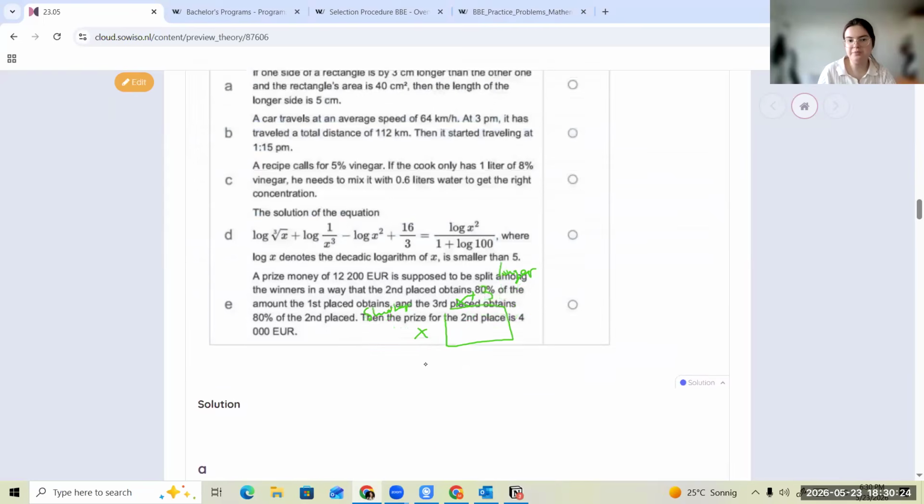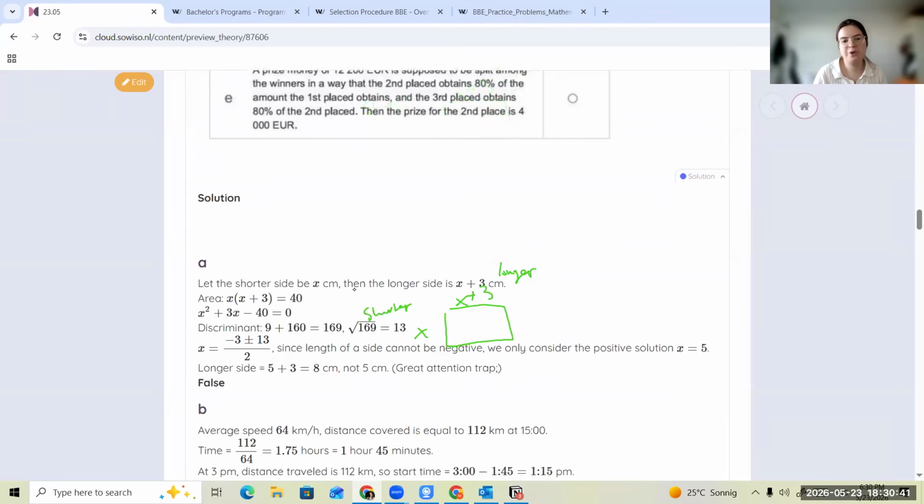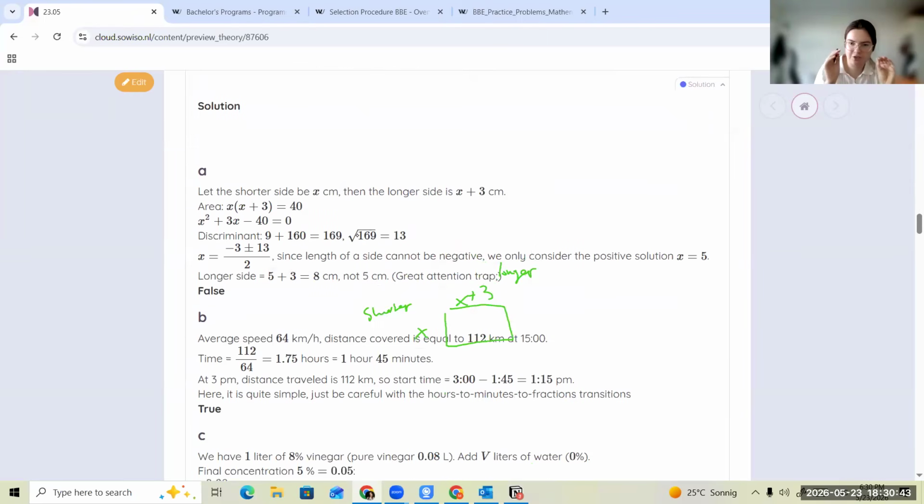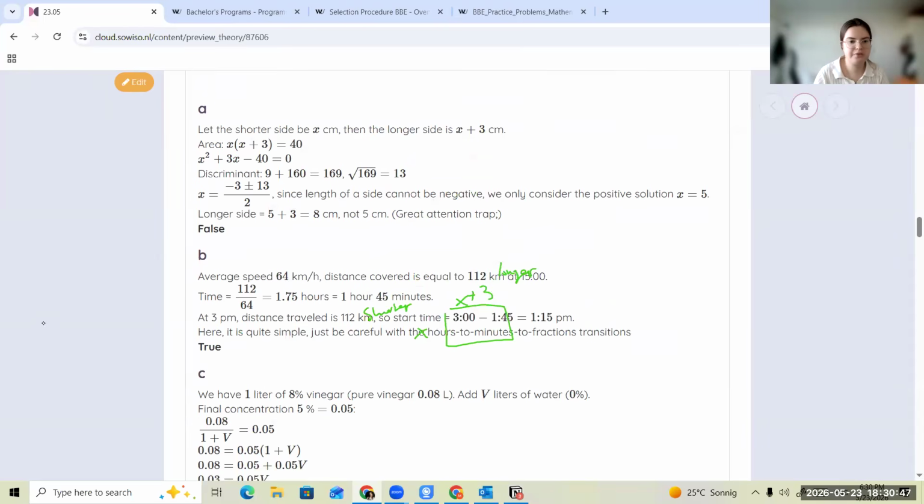And then for statement B, a car travels at an average speed of 64 kilometers per hour. At 3 p.m., it has traveled a distance of 112 kilometers. Therefore, if this is the case, it started traveling at 1:15. So let's see. With hours, it's super annoying to keep the minutes and the fractions and all those intact.